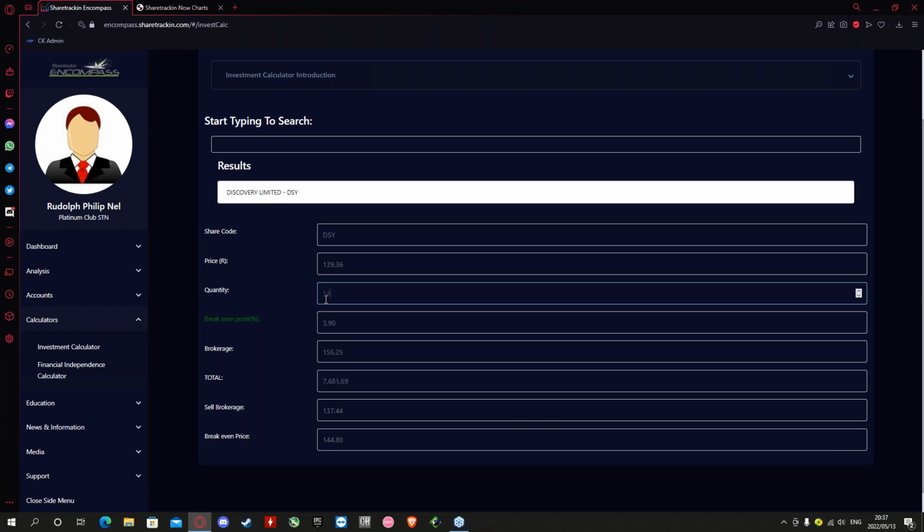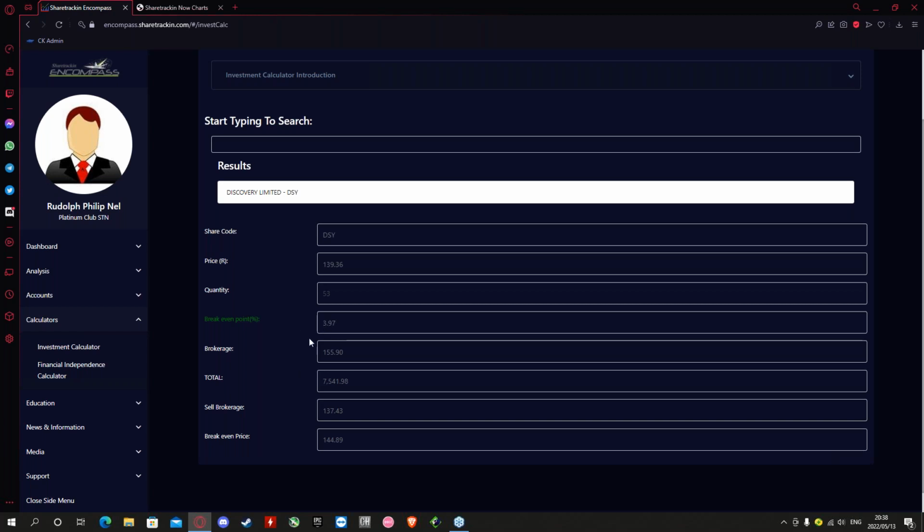Okay, so if we took 54, I mean, that would have been 7,681. Okay, obviously our brokerages are included. Okay, so the calculator doesn't keep in consideration your brokerages because you didn't sell it too. Okay, but we can go with 53. Right, so 53 shares is the amount that we need to get it below 4%.